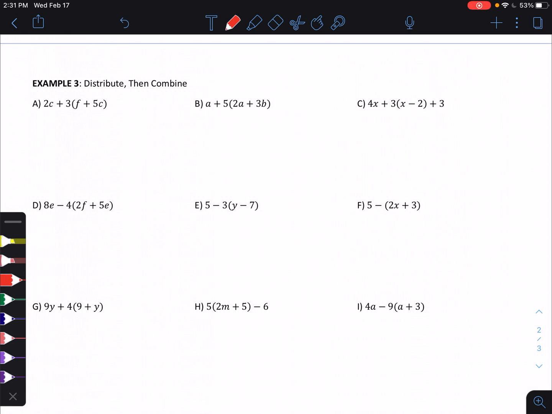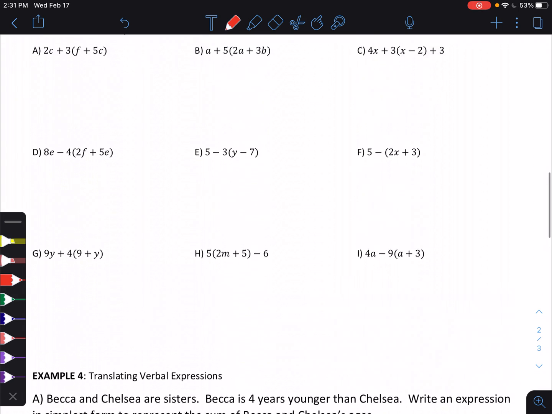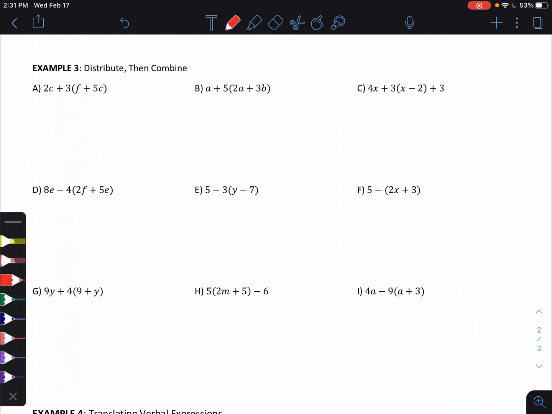Hey everyone, today we are going to be working on using the distributive property while also combining like terms. So I've got several examples here and then a couple word problems at the bottom that we're going to look at. So for part A, we are first going to use the distributive property because remember, in the order of operations, multiplication comes before addition and subtraction.